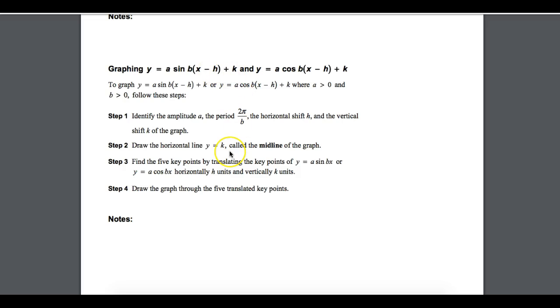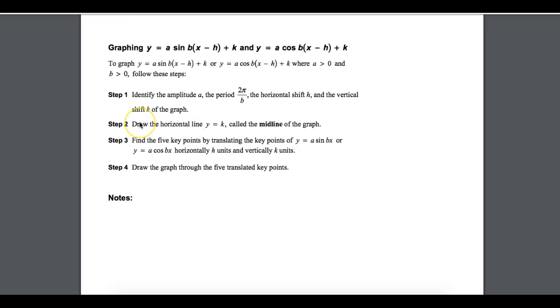Whatever your K value is, that's going to be the midline of the graph. So the first step is to find out what your midline is and draw it. You're going to be finding your 5 key points for either the sine or cosine. Those 5 key points are going to be your minimum, your maximum, and then your starting point, your ending point, and your midpoint. They're going to be different for the sine and cosine, but let's go ahead and look first at the sine wave.